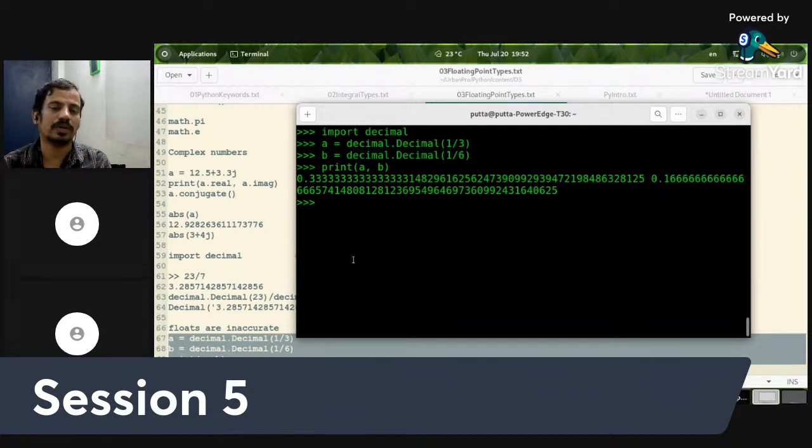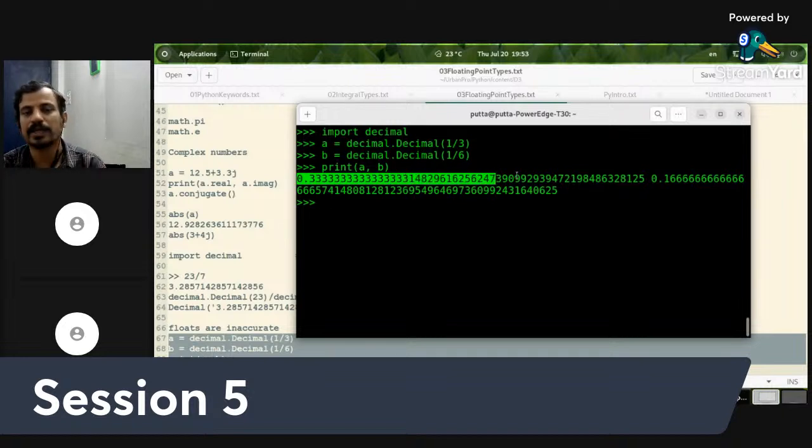As I said, with regard to floats, you don't get exact results, you get approximate results. You can see 1 by 3 is 0.333. In maths it's actually a recurring decimal, 0.33333 and so on. But here if I print the value of a, it is showing 0.333 up to certain digits. After that I'm getting different values, so it is only approximate and not accurate.